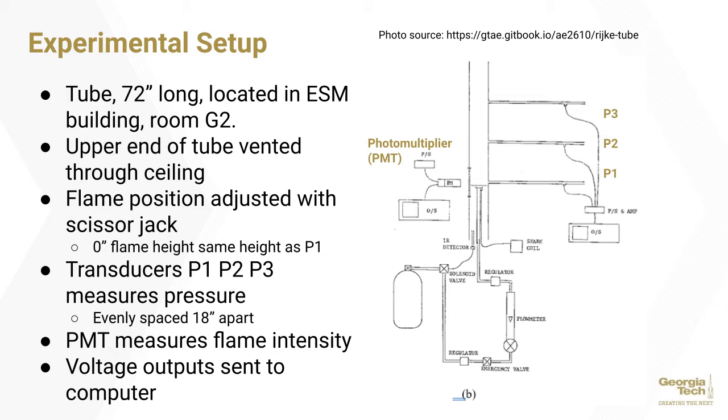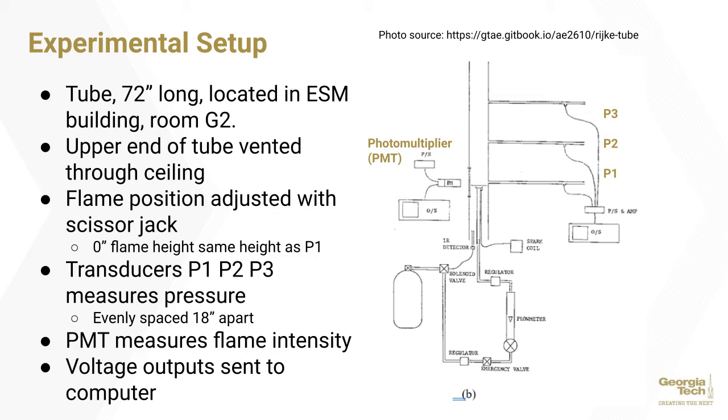There are three piezoelectric transducers labeled P1, P2, and P3. They measure pressure inside the tube and give a voltage output. They are equally spaced 18 inches apart at 1/4, 1/2, and 3/4 of the tube. They are not mounted directly to the main tube, but sit inside of their own tube to protect them from heat and shock.